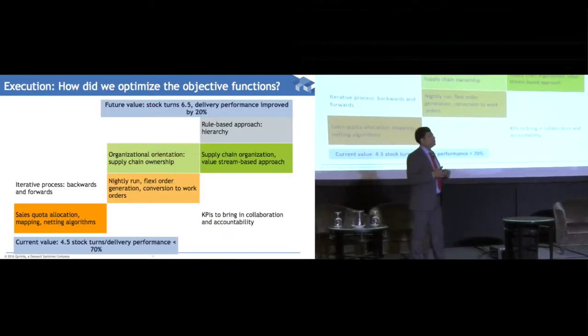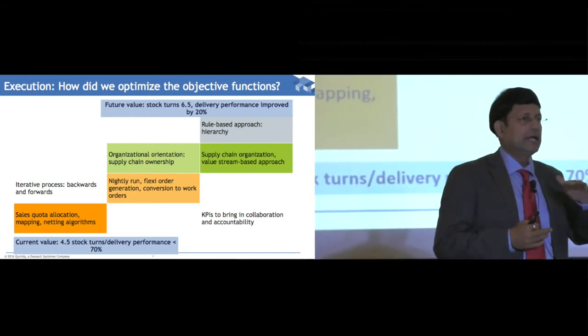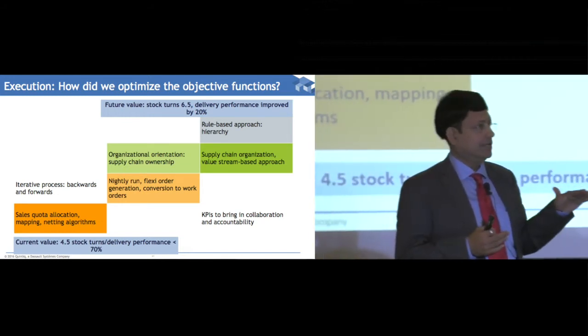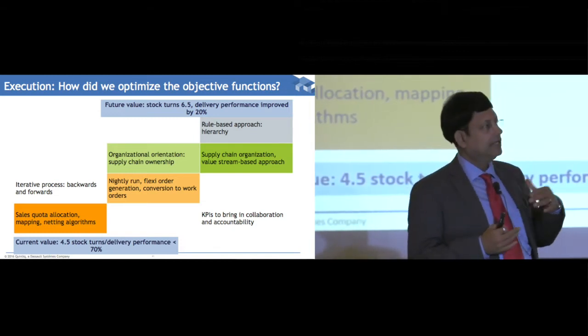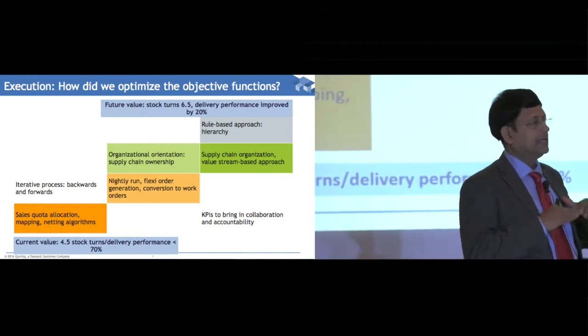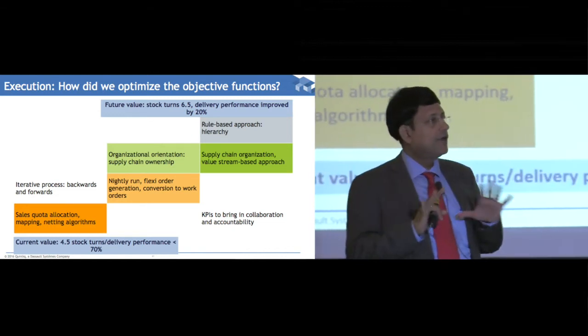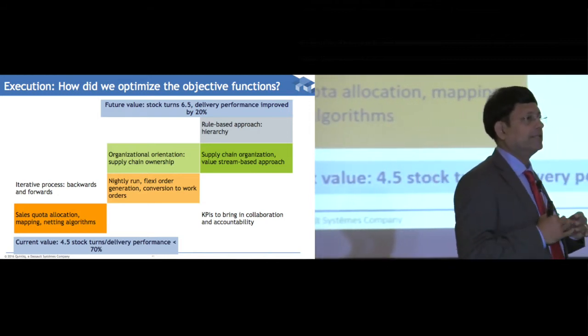So when I talk about execution in any project, I think we started off with a baseline. So that means you start off with where you are. And we started off with the current value, which was about 4.5 stock turns. And we had a delivery performance to these automotive customers, which was far less than 70%. So that was the starting point.